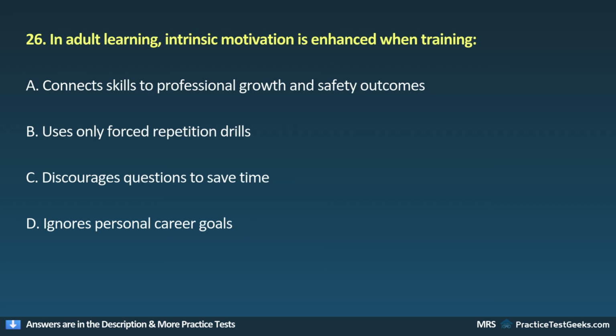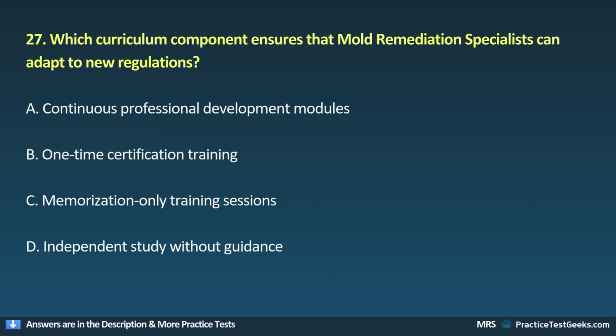26. In adult learning, intrinsic motivation is enhanced when training A. Connects skills to professional growth and safety outcomes. B. Uses only forced repetition drills. C. Discourages questions to save time. D. Ignores personal career goals.